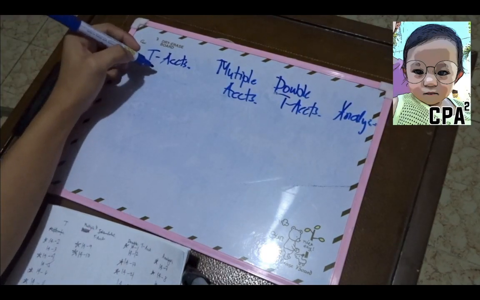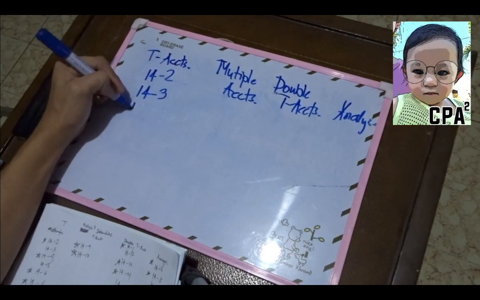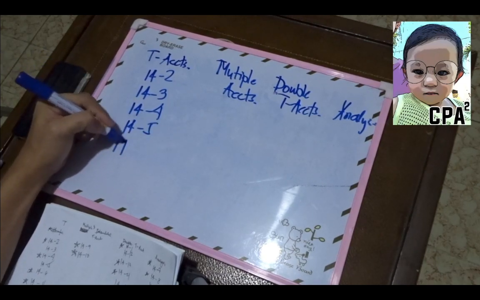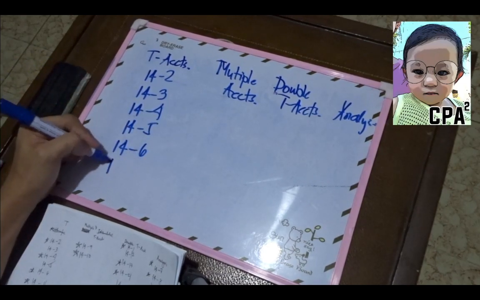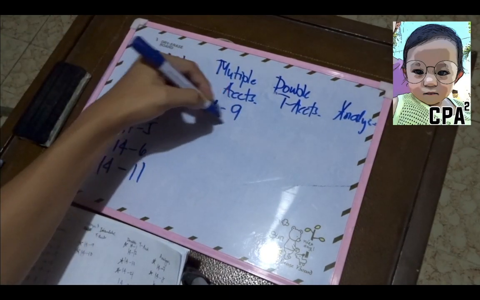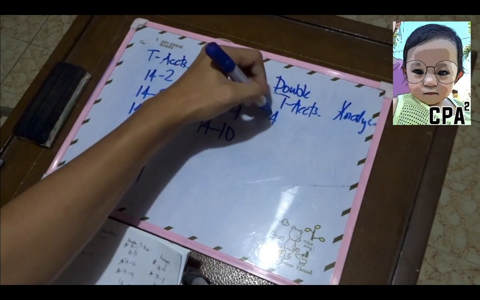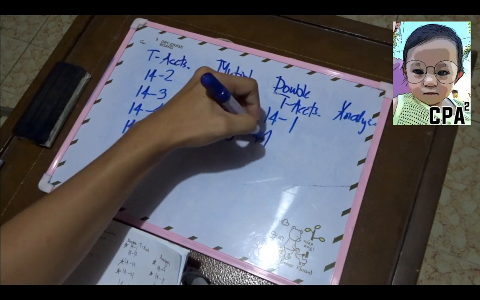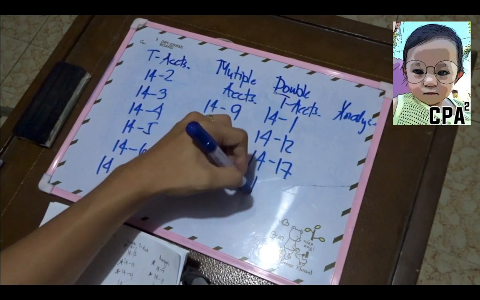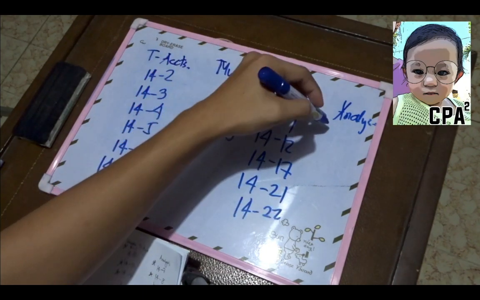So for T accounts, you have 14-2, 14-3, 14-4, 14-5, 14-6, and 14-11. Multiple accounts, you have 14-9 and 14-10. For double T accounts, you have 14-1, 14-12, 14-17, 14-21, and 14-22.